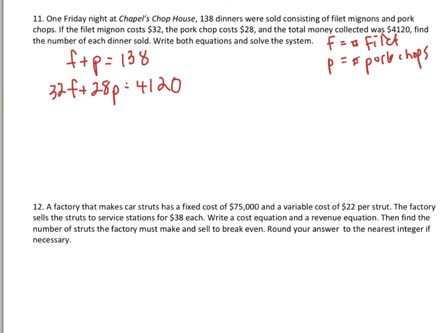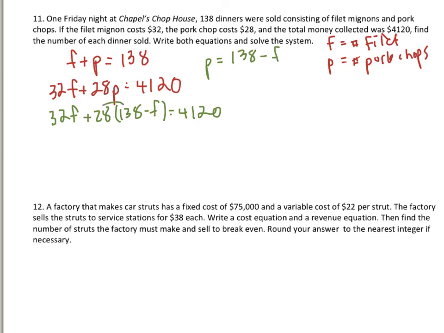Now all that's left is to solve this system. I could solve it by substitution or elimination. I'm going to choose substitution because I see two single variables, F and P, in the first equation. So I can solve the first equation for P and say P equals 138 minus F. Now I can just replace P in the second equation with 138 minus F. So I'm left solving this equation, and this is where your calculator will come in handy.